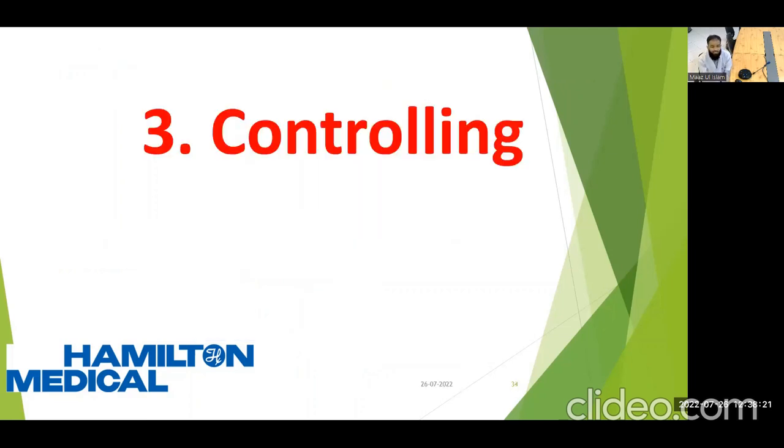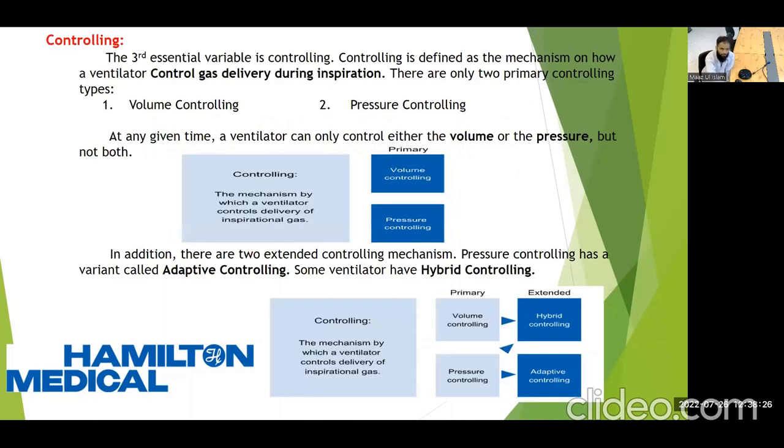Now the third essential variable, controlling. So what is controlling? Controlling is defined as the mechanism by which a ventilator controls gas during inspiration. Basically, we have ventilatory modes of two types: number one is volume control, and number two is pressure control. So these types are gathered under the controlling essential variable.